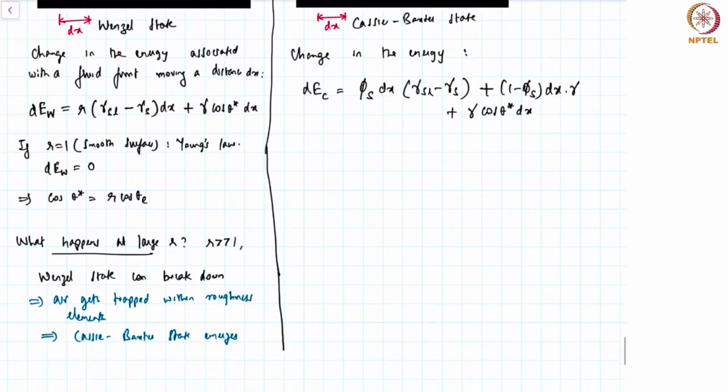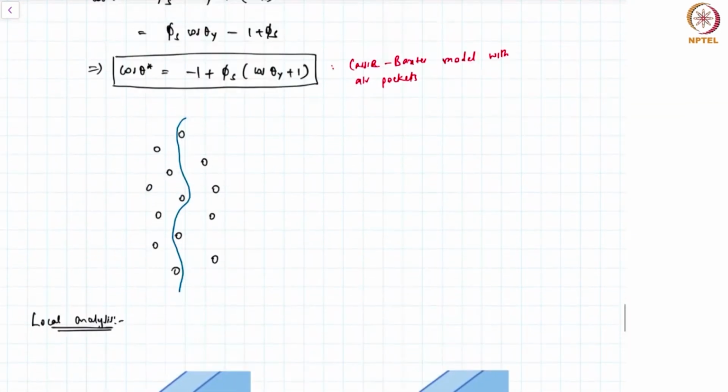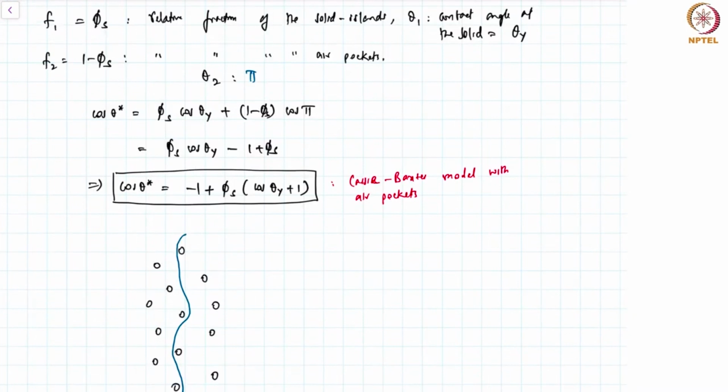And if we set this quantity dEc by dx to 0, we simply get cosine of theta star will simply be minus 1 plus phi s cosine of theta y. That's basically my Cassie-Baxter relation. Compare this to what we have got here. These are identical expressions that I've put in this box, right?